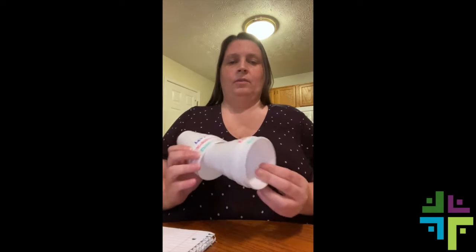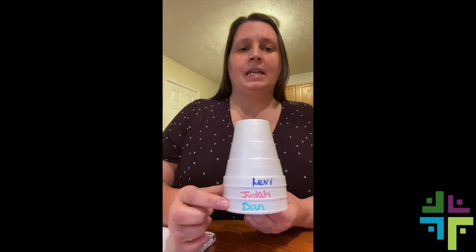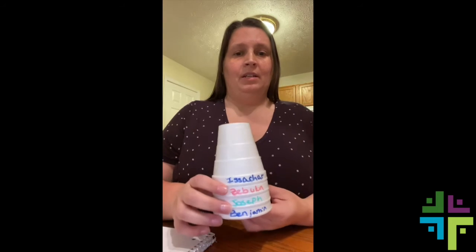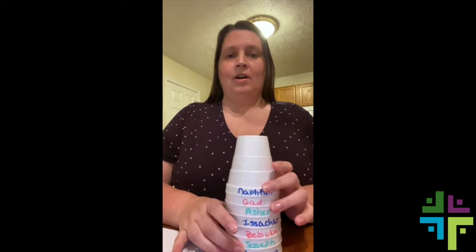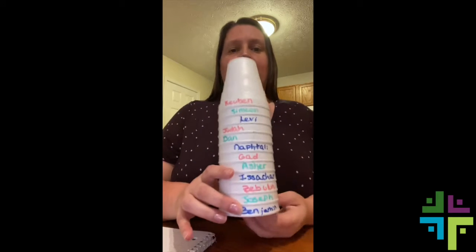All right, so we have Reuben and Simeon. And then we have Levi, Judah, and Dan. And then we have Naphtali, Gad, and Asher. And then we have Issachar, Zebulun, Joseph, and Benjamin. So these are the 12 sons of Jacob.